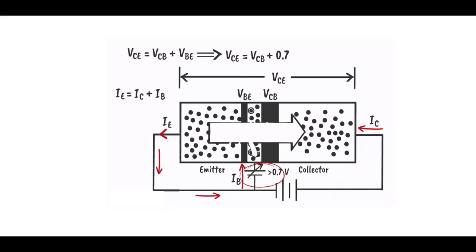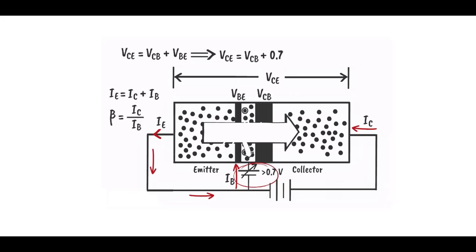So, emitter current is the sum of base current and collector current. The ratio of collector current to base current is known as current gain. This was the basic concept of the transistor.